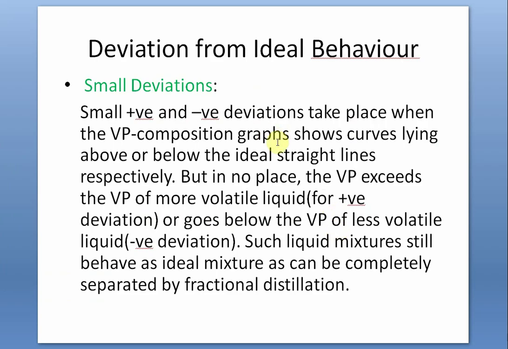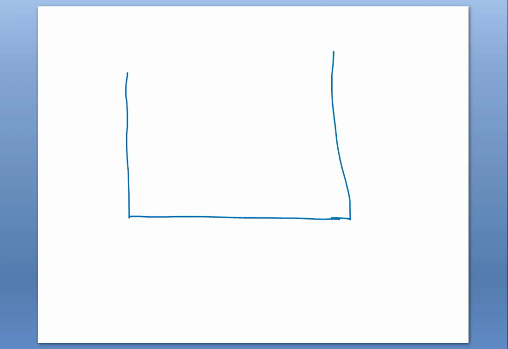Now, there can be deviation from Raoult's law. You know, the Raoult's law graphs were straight lines, but there can be deviations. I'd like to use one blank page to tell you what is deviation. Supposing this was our graph. That was our vapor pressure graph. My lines are always not straight. They are curved. Approximately straight line.